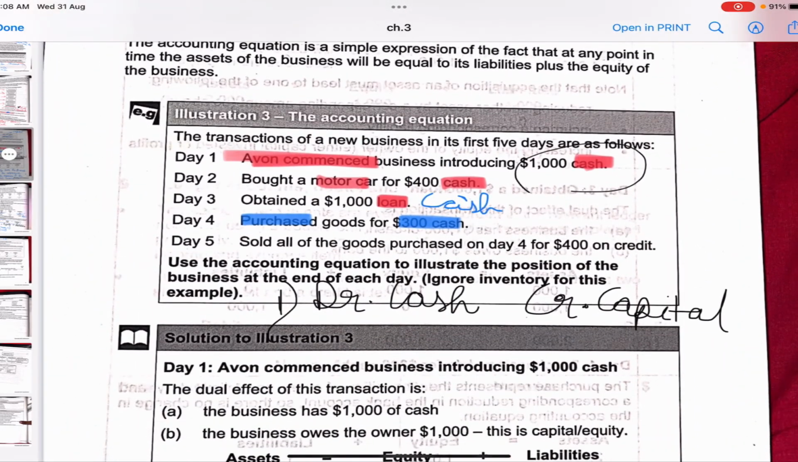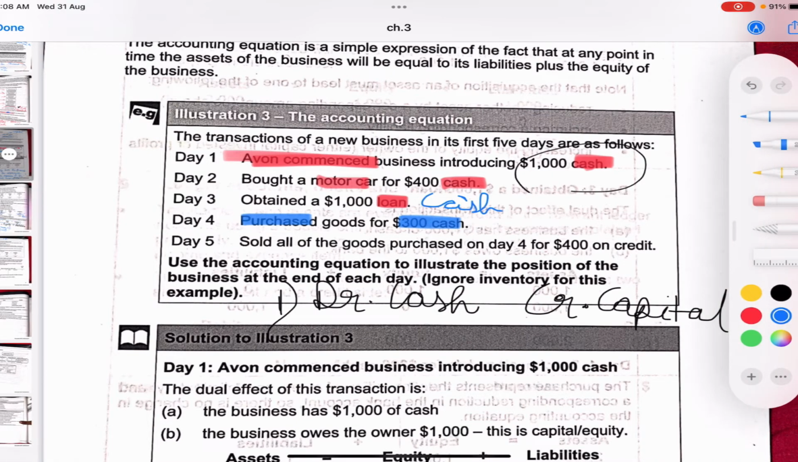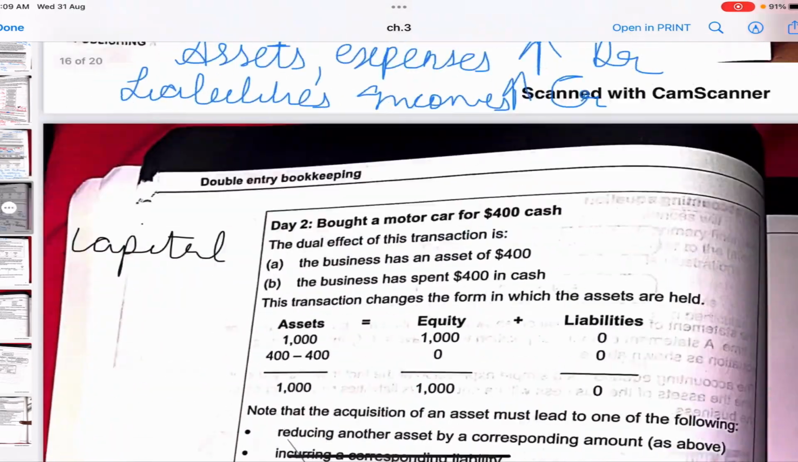Sold all of the goods purchased on day 4 for 400 on credit. So now let's see what all are involved in this. Whatever goods they purchased, they sold, which means sales is taking place for this much on credit. What does credit mean? Credit means that you have not received the money yet, right? And it was $300 on day 4, but we sold it for 400. What does that mean? $100 is our profit. And what happens to profits? Profits always get added into the capital or equity of the business. So now let's see how we do that.